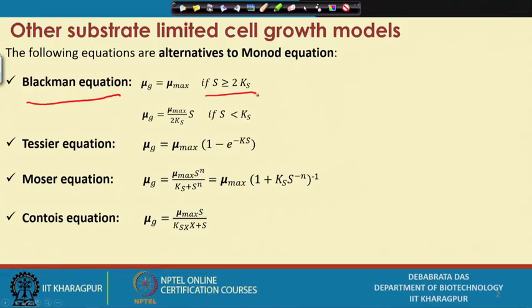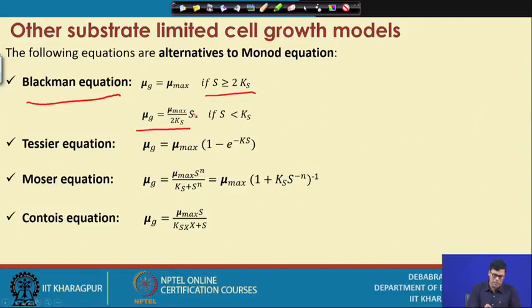The first model is the Blackman equation. This equation is mu g equal to mu max, and that is valid when S is greater than 2 Ks. Now, mu g is the specific growth rate, and this is equal to mu max times S divided by twice Ks if S is less than 2 Ks.